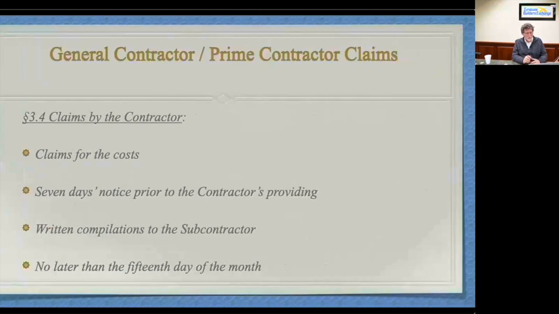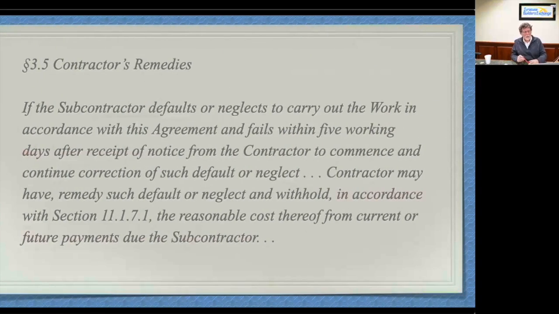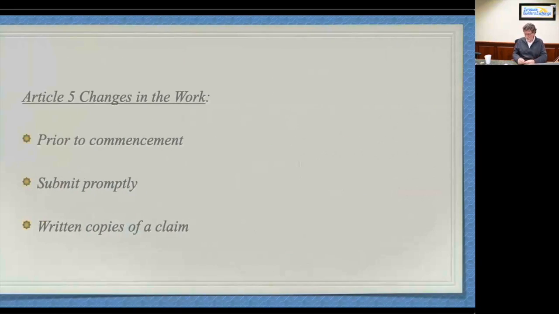Okay. The AIA A401 talks about claims by the contractor. Now, it's important if you're in this subcontract scenario to see that second bullet point under paragraph 3.4 that I have on the slide, because under the subcontract, the contractor has to give you 7 days prior notice in writing before they'll be able to back-charge you for any claims against your company for fixing or finishing your work. Okay, fix and finish. That's what it's all about. They have to give you 7 days notice. Contractor remedies, typical stuff. It's in the book there.